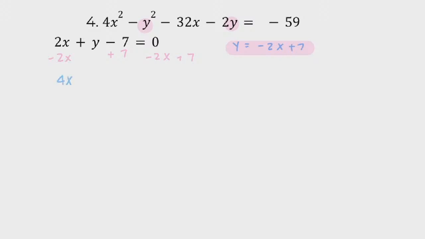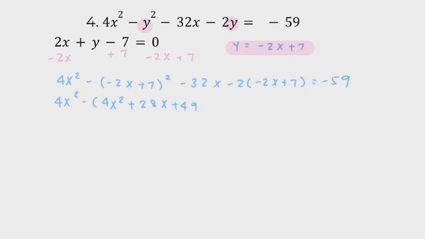So that'll be 4x squared minus negative 2x plus 7 squared minus 32x minus 2 times negative 2x plus 7 equals negative 59. Next, I'm going to multiply everything out. So I'll get 4x squared minus 4x squared plus 28x plus 49 minus 32x plus 4x plus 14 equals negative 59.